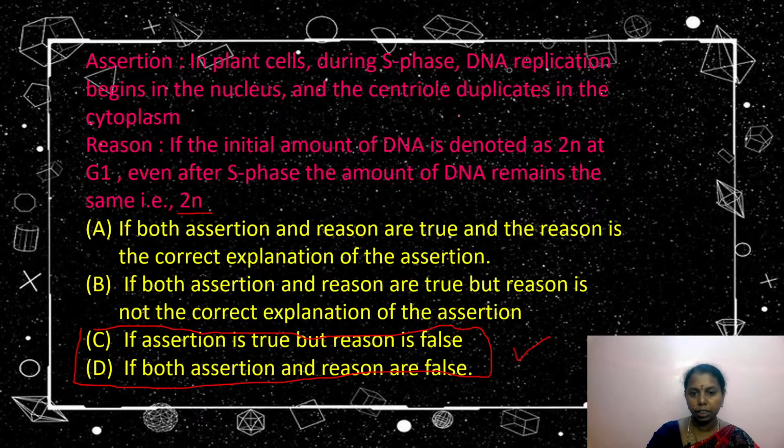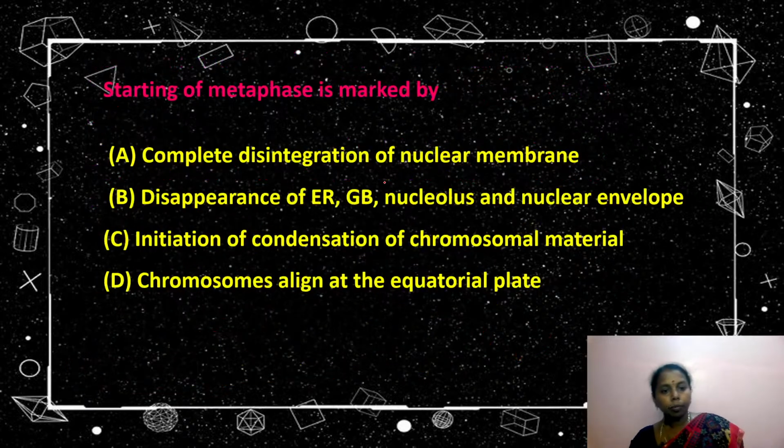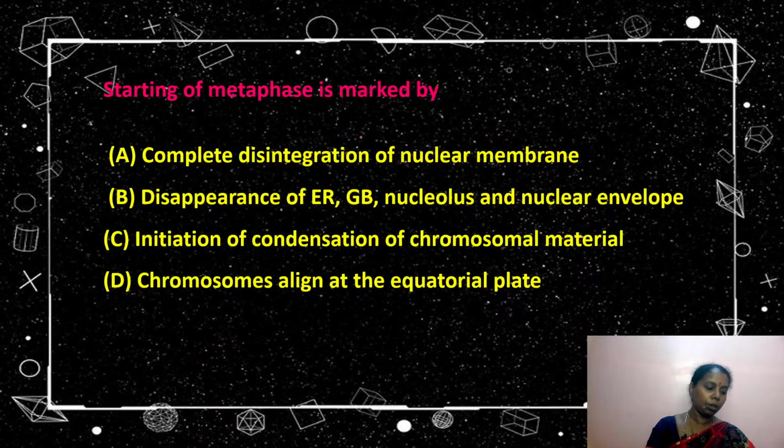Yes, assertion and reason both are wrong statements. Both are wrong statements. It is D. Excellent answer. As you know, when DNA duplicates, it becomes 4C is the value. And also duplication happens during S phase. It is not in the nucleus. We do not have a compact nucleus and all.